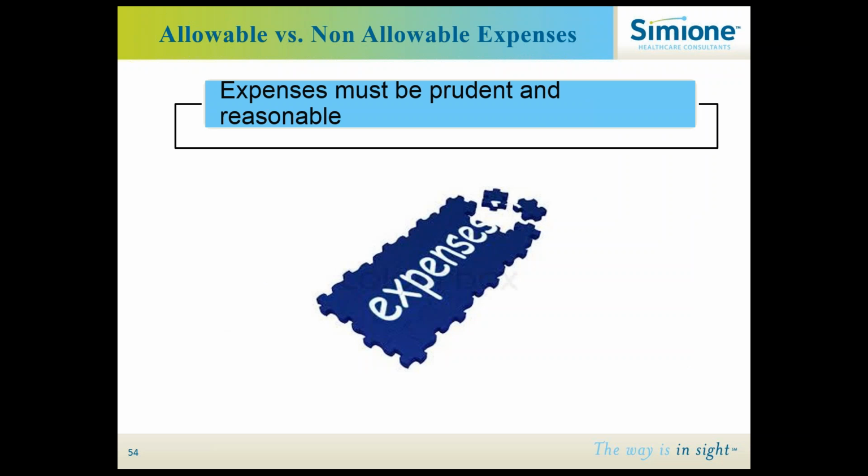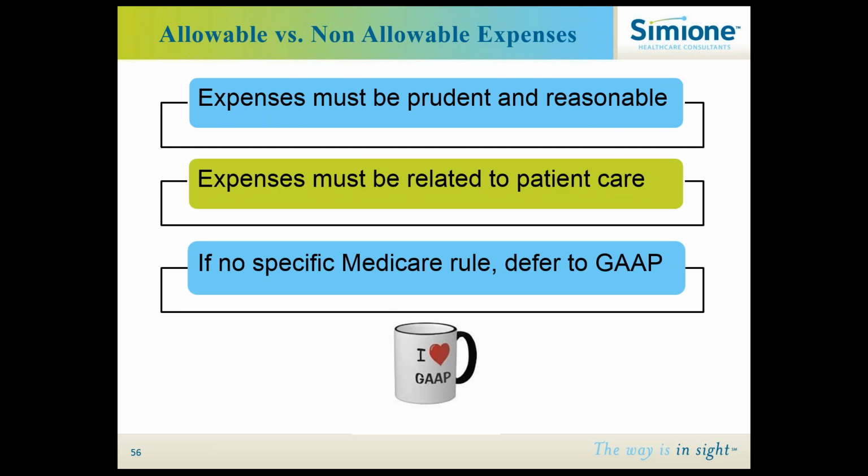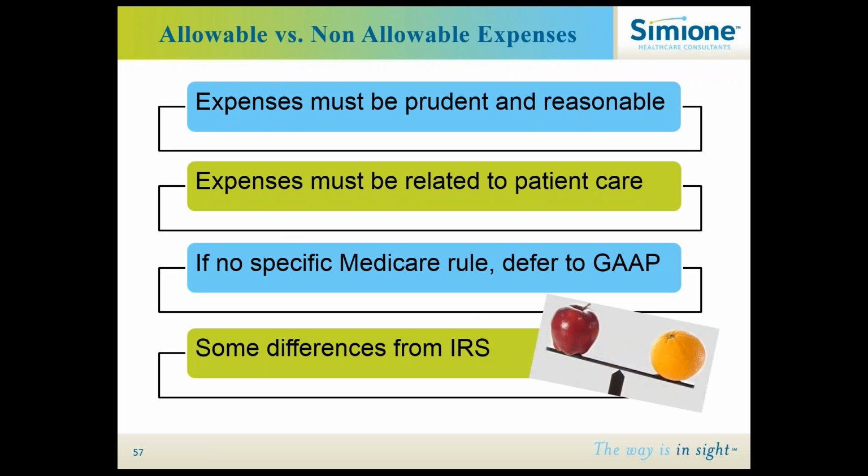The program's premise is expenses must be reasonable, prudent, related to patient care, and if there's no specific Medicare rule, we'll defer to generally accepted accounting principles. And there are some differences from IRS. I'm going to mention them, but not advocate that you conform.